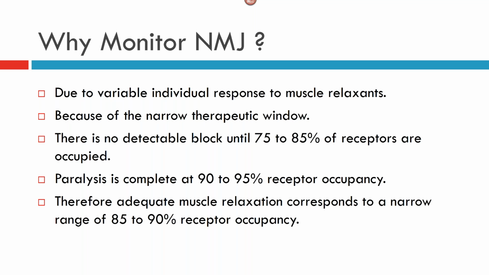So why do we monitor the neuromuscular junction? Due to the variable responses from muscle relaxants. We don't know what the effect will be and what the recovery time will be. Every drug has a different effect, and every patient is different. Every patient has different calcium and potassium levels. So in order to get the information, we need to monitor the neuromuscular junction, because there is no detectable block from 75 to 85%. If you lose one twitch, you lose 75 to 80% of muscle function, and there's no other way to monitor it. So that's why it benefits us to know how the patient is doing.